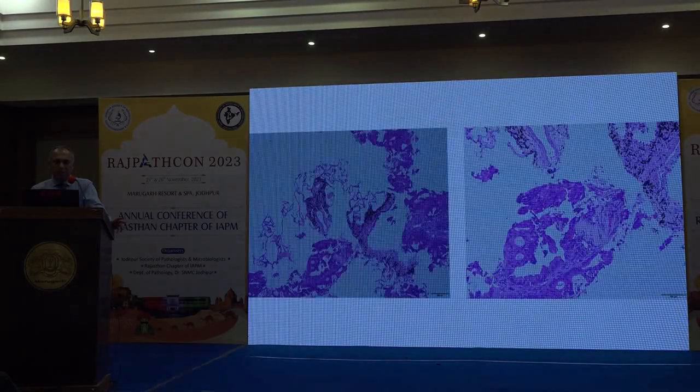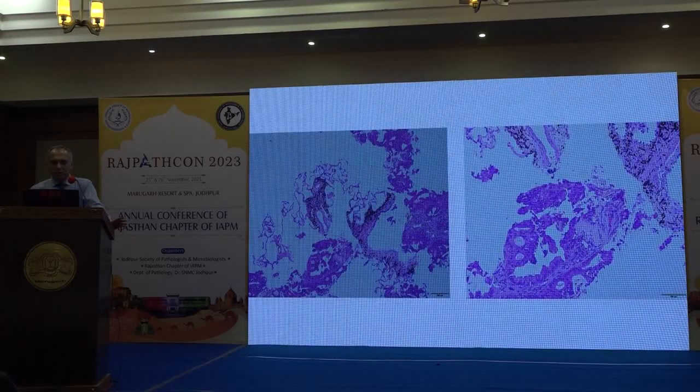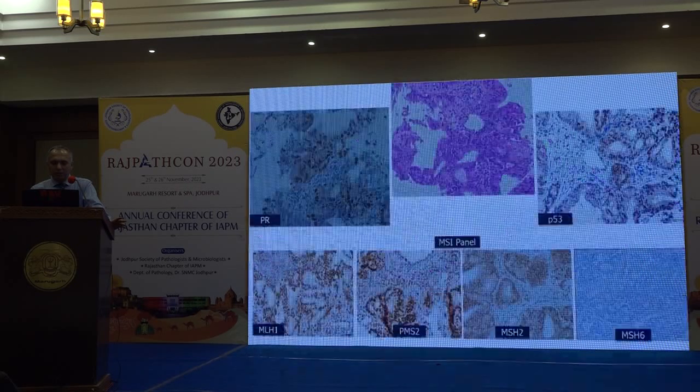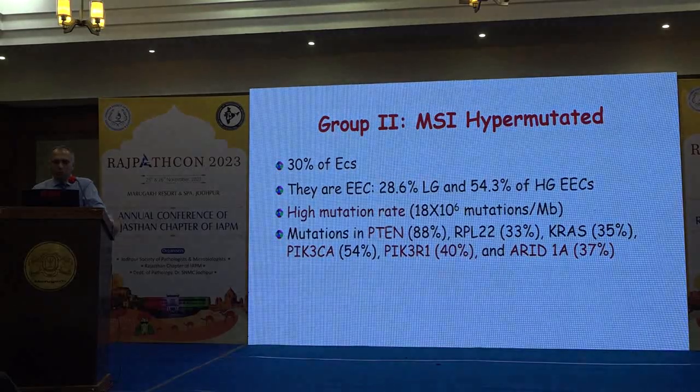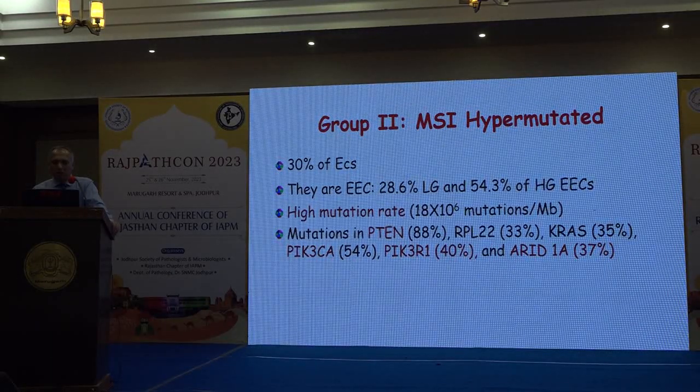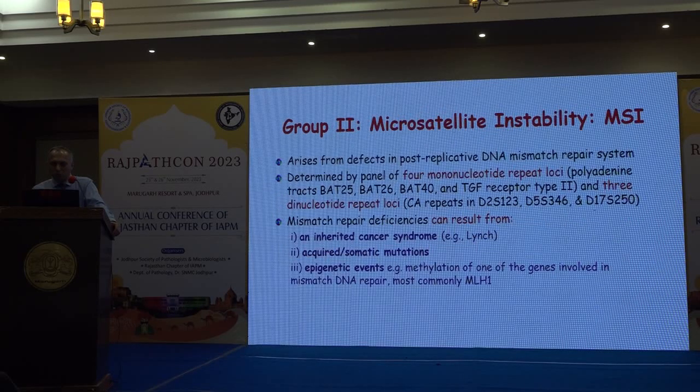I'll show you a lung mass biopsy in a 58-year-old male. There was a gland-forming tumor, very well-formed glands. This patient was a known case of endometrial carcinoma many years ago. We did an MSI panel on the lung biopsy, and what do you see? MLH1 and PMS2 are retained, MSH2 is retained, but MSH6 is completely lost. P53 is wild type, PR is positive. So this is a typical scenario of an MSI hypermutated tumor. They have a high mutation rate and other traditional mutations which occur in endometrioid carcinomas also.